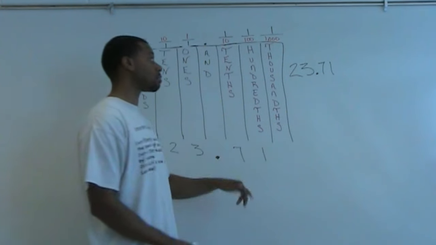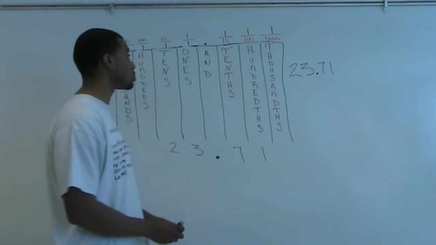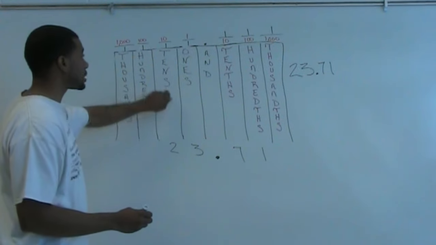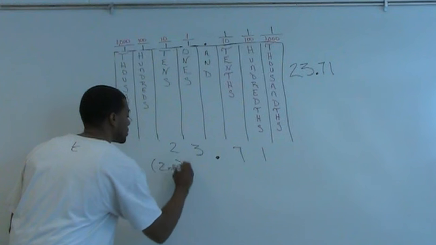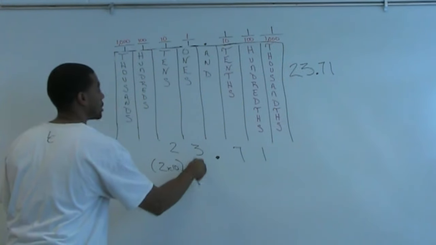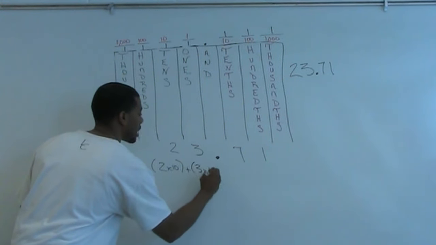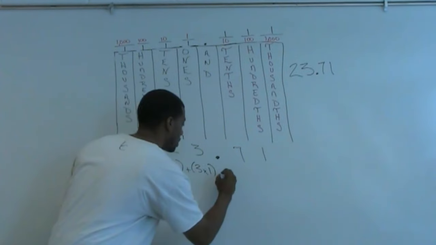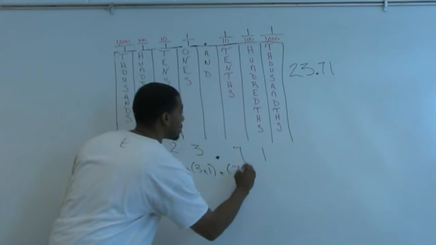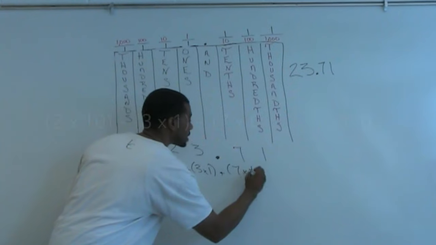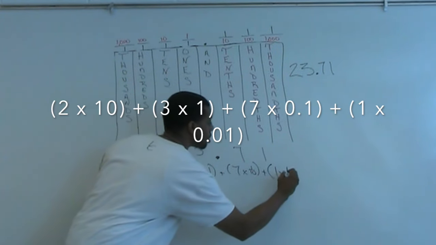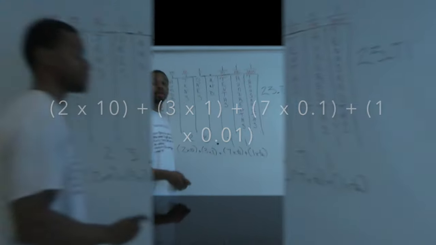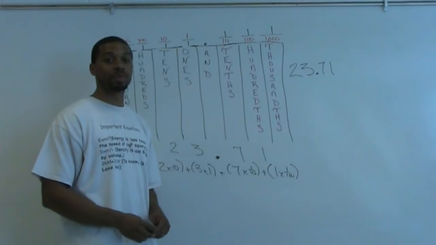So back to this problem, 23 and 71 hundredths. I have 2, it's in the tens place. So that will be 2 times 10 plus 3 times 1 plus 7 times 1/10 plus 1 times 1/100. Now you know how to write decimals in expanded form.